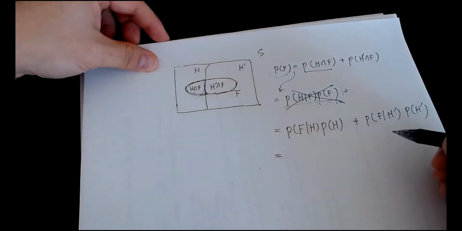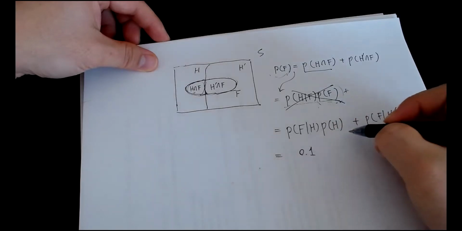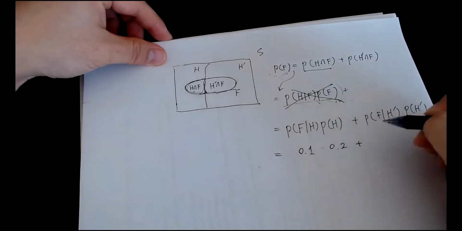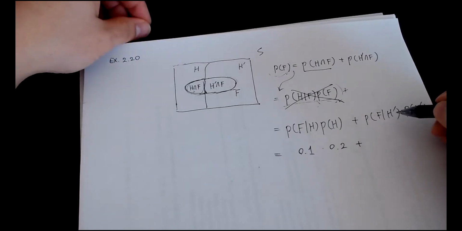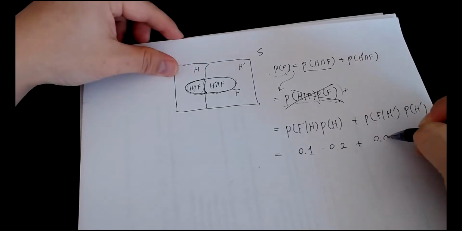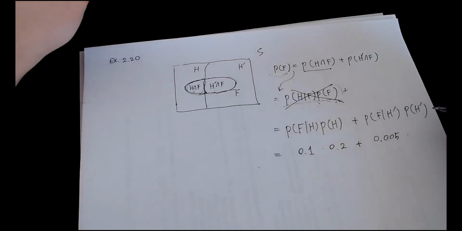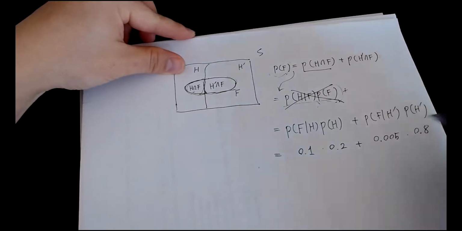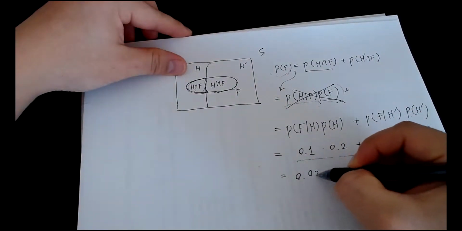So now this is equal to P of F given H, which the problem says is 0.1, times P of H, the probability of high contamination, 0.2, plus P of F given H prime, which means the probability of failure given that the level of contamination is not high, which is 0.005, times the probability of not high level of contamination, which is 0.8. And then you just compute, and that should be 0.024.